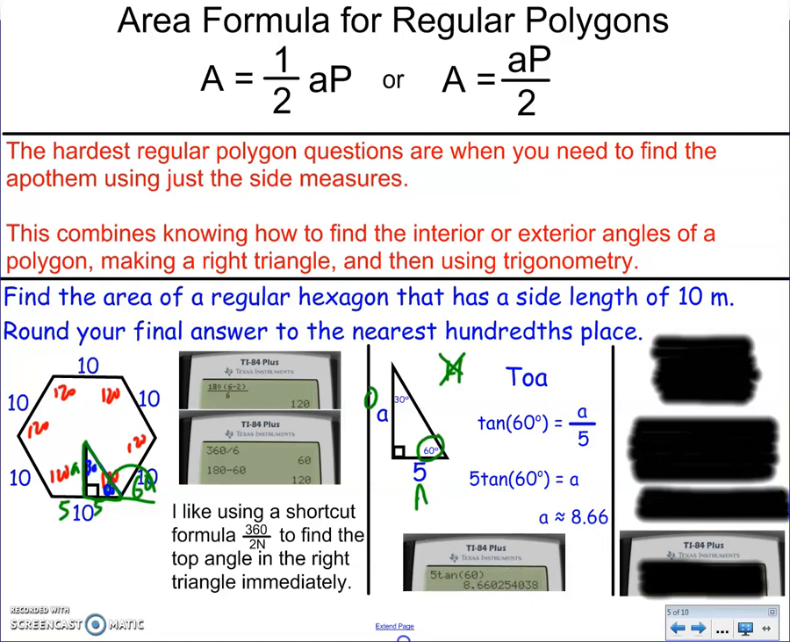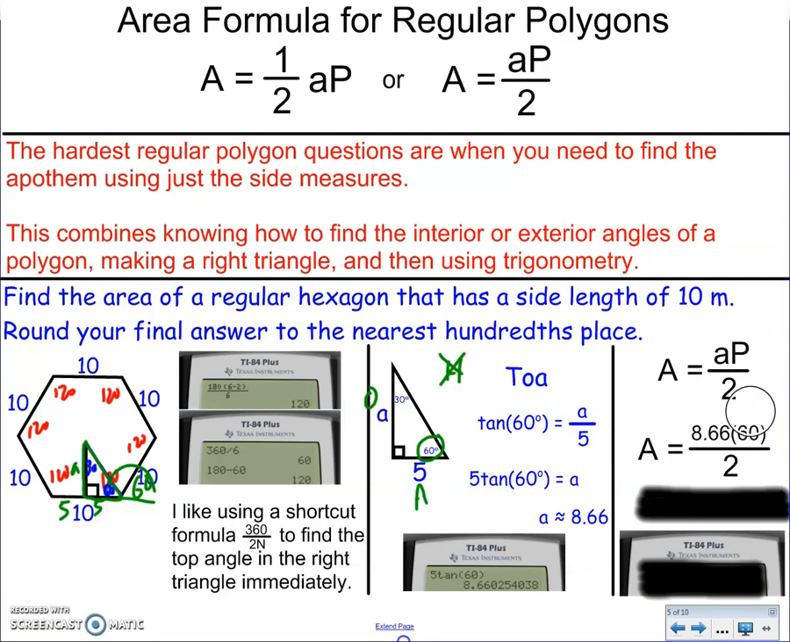And I write right here. Make sure your calculator's in degrees. Now we have the apothem. Now we can finally do the original formula. Area equals a times P over 2. We know that a is 8.66. Perimeter, 10 times 6 is 60. And over 2, type in calculator, you get this, 259.8 meters squared. And there's that in the calculator.